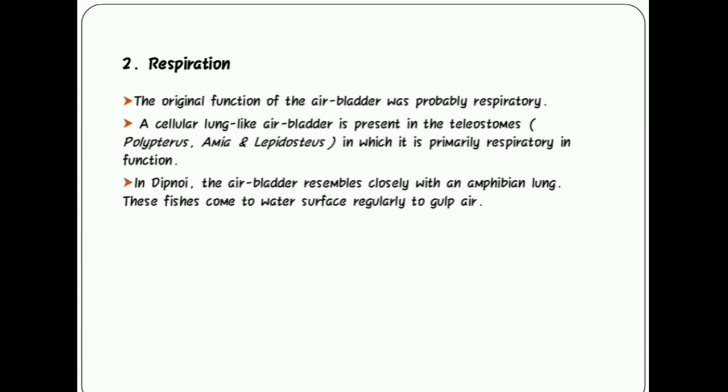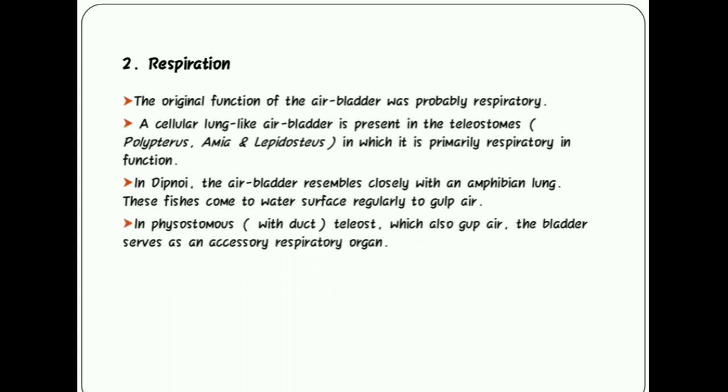In Dipnoi, the air bladder resembles closely the amphibian lungs. These fish come to the water surface regularly to gulp air. In lungfish, the air bladder structure is slightly similar to the amphibian lungs. In physostomous fishes, meaning those with a duct, this type of air bladder occurs in teleosts.